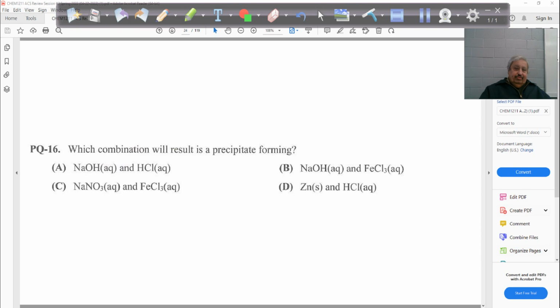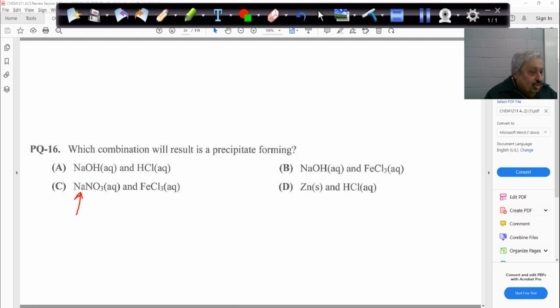So, which combination will result in precipitate? I'll give you less than 1 minute. Which one will precipitate? The same thing we did 1 minute ago. So, how do I solve this? Well, anything with sodium is soluble. Anything with hydroxide is not soluble. The same thing with the iodide.